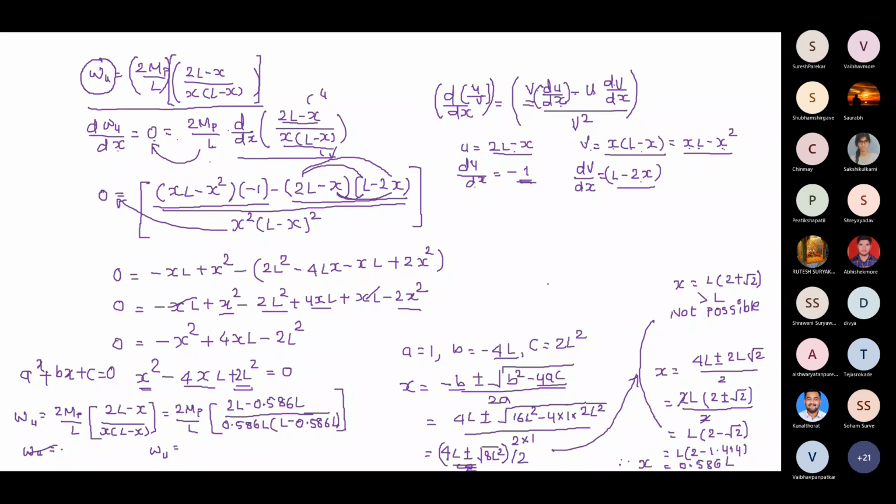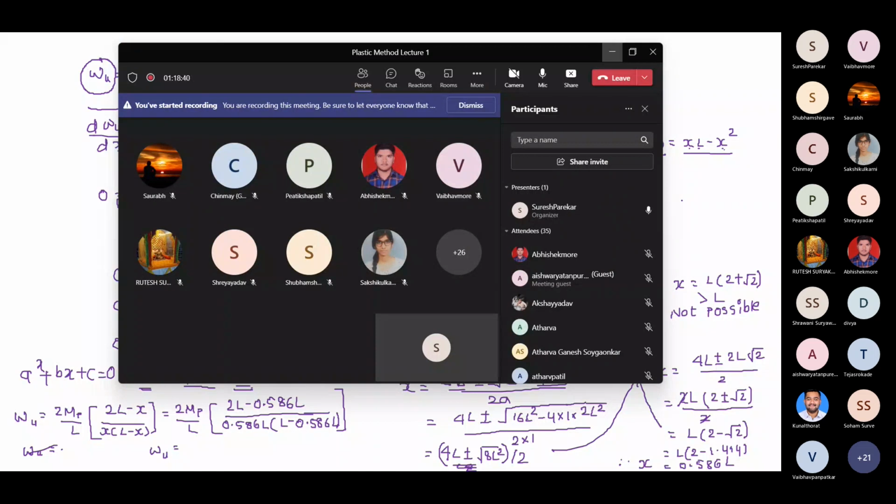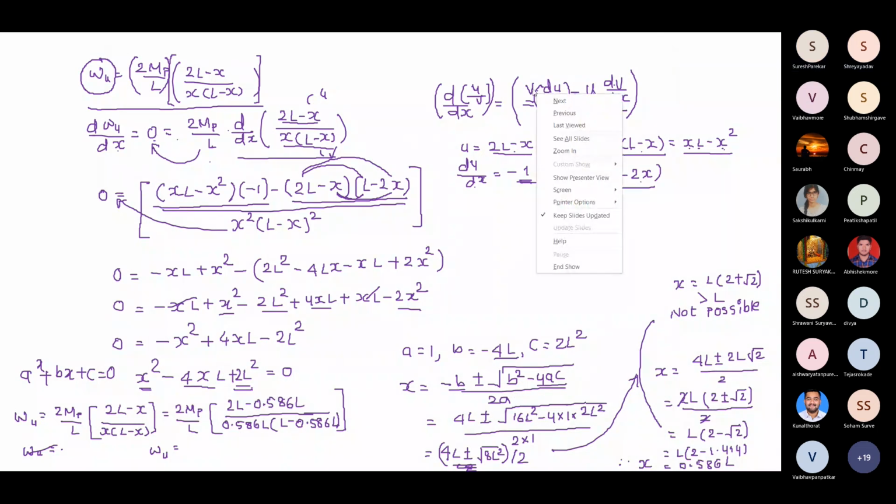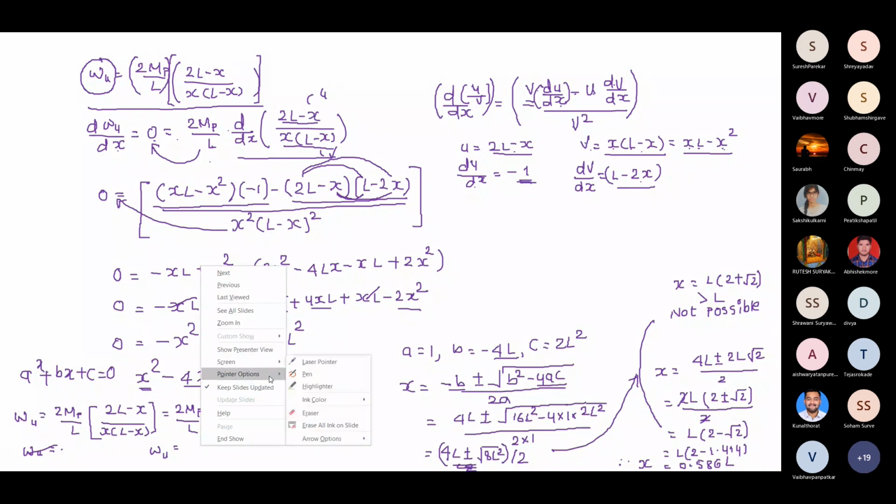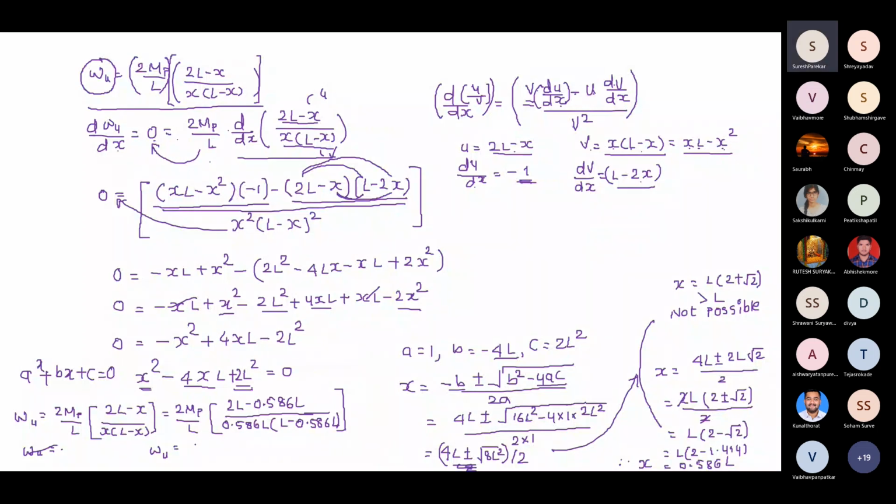How much is it coming? 11.656 Mp. So we have this as 11.656 Mp upon L square, and Mp we have Wu L square upon 11.656. Mp upon L, it comes, sir, right? L square.